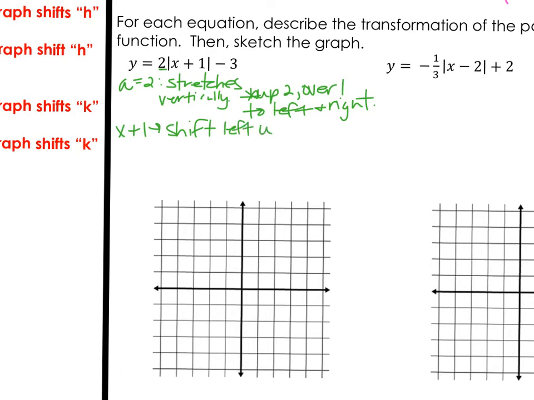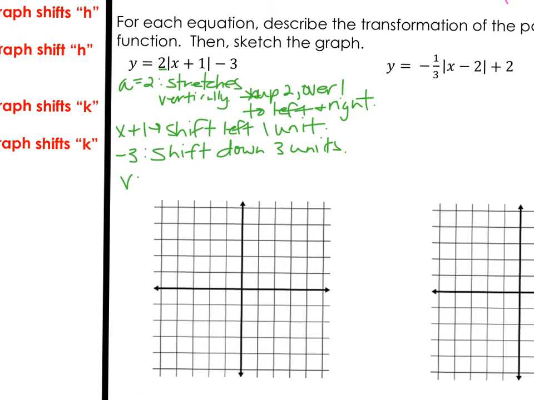Whoops, I need to get the 1 in there first. We're going to shift to the left 1 unit, and that will affect the shape or where our vertex goes. And then that -3 at the end, that means k is equal to -3. The entire graph will shift down 3 units. And whether you say shifts 3 units down or shifts down 3 units, you'll get the idea.